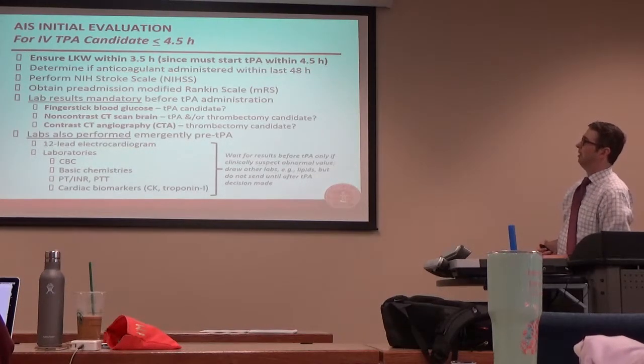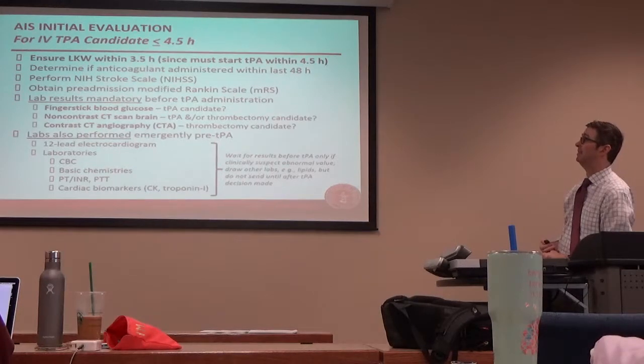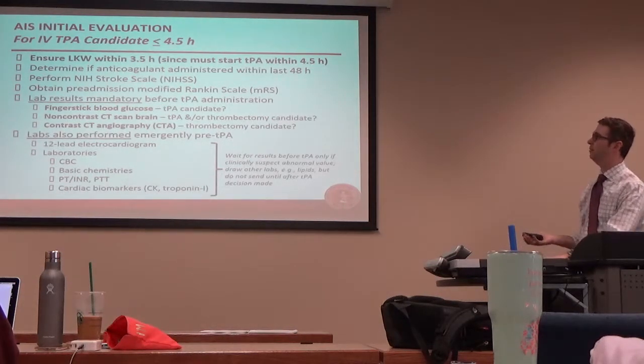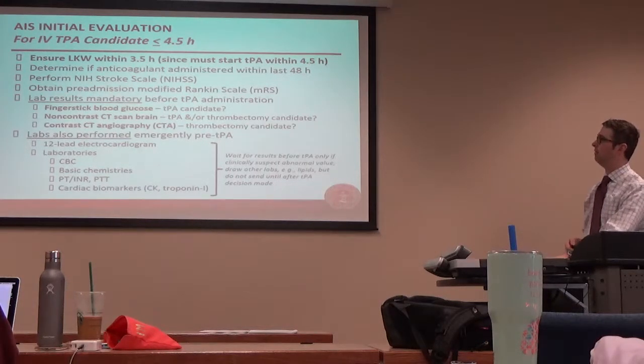So ensure last known well within 3.5 hours. Perform the stroke scale. Pre-admission Rankin scale. That is a disability scale that we use. If a person has had prior strokes and they use assistive devices or they're bedridden, we take that into account if we're going to give TPA or do a thrombectomy.